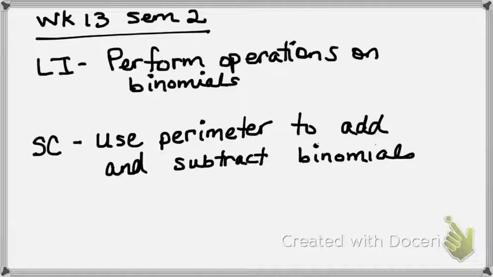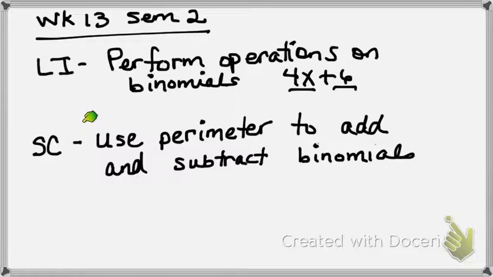All right, so to start off with our learning intention and our success criteria, our learning intention, we're kind of starting a new unit here, is to perform operations on binomials. And a binomial is something that looks like this, 4x plus 6. That's a binomial because it has two terms. And so we'll be taking binomials and adding them, subtracting them, multiplying them, and so on.